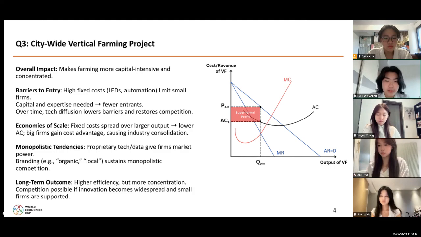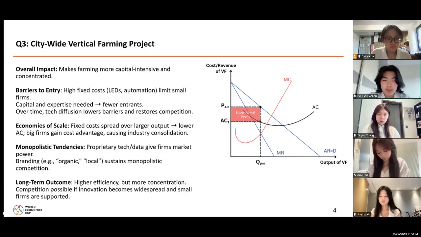Secondly, economies of scale. The high fixed costs of technology and infrastructure are spread over larger outputs. As production expands, AC falls, so large firms that can achieve scale gain a cost advantage over smaller producers. This advantage encourages industry consolidation, where a few efficient firms dominate urban food supply chains, leading to monopolistic tendencies, which I will expand on below.